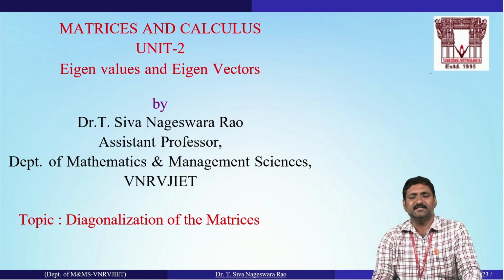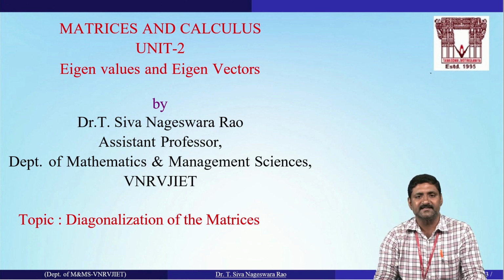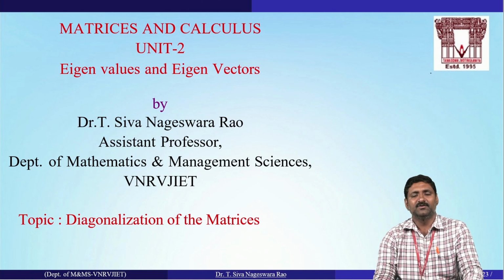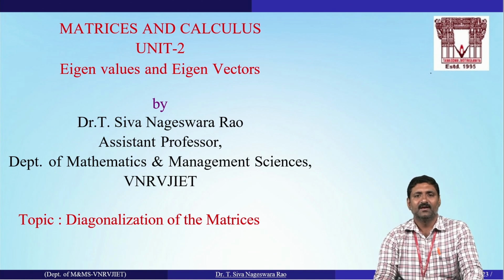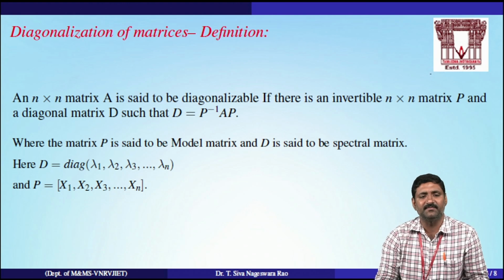In the previous two lectures, I explained how to find eigenvalues and corresponding eigenvectors of a given square matrix in two different cases. Case 1, if the eigenvalues are distinct. Case 2, out of 3 eigenvalues, 2 eigenvalues are repeated and 1 is distinct. Today I am going to explain one more content in Unit 2, that is diagonalization of the given square matrices. Now what is the diagonalization of a given square matrix?